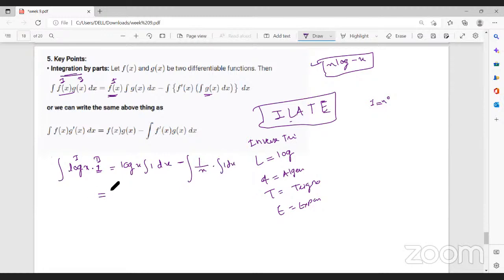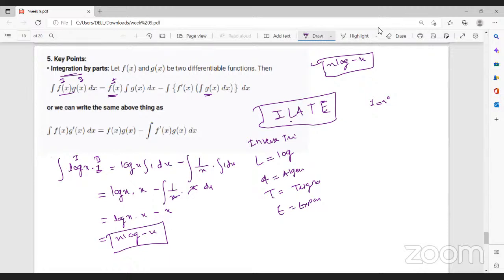So I will solve it now. Log x, integral of 1 is x, minus integral of 1 by x into x. This x will get cancelled. So the integral of 1 is x, giving log x into x minus x. So this is x log x minus x. Got it? Integral of log x is x log x minus x.